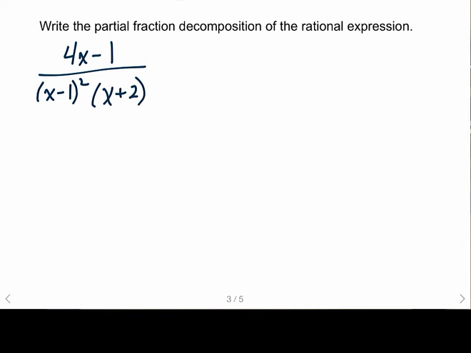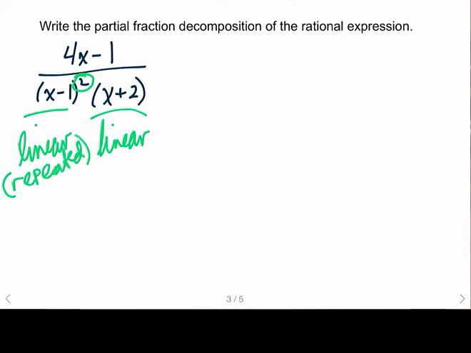Write the partial fraction decomposition of the rational expression (4x minus 1) over (x minus 1) the quantity squared times (x plus 2). Oh, joy and rapture. Look at this. It's already been factored for us. We don't have to worry about that. That's all right. We're going to have plenty of other stuff to worry about with this one. What we see here is that the factors are linear. But the first factor, the (x minus 1) quantity squared, is a repeated linear.